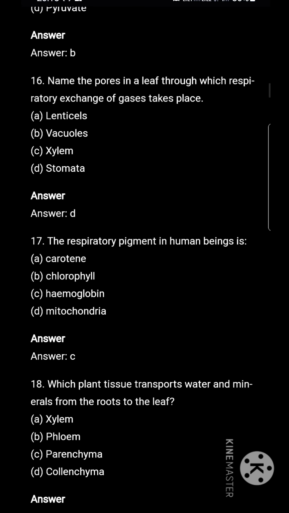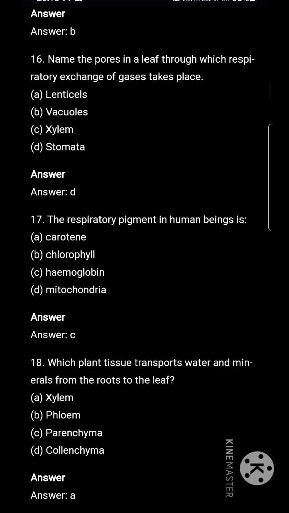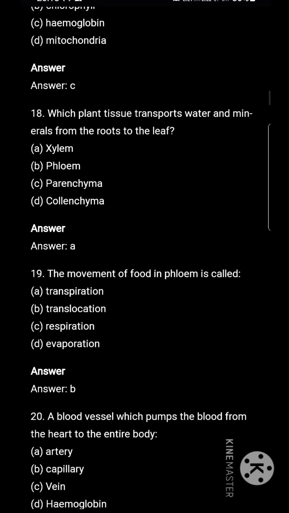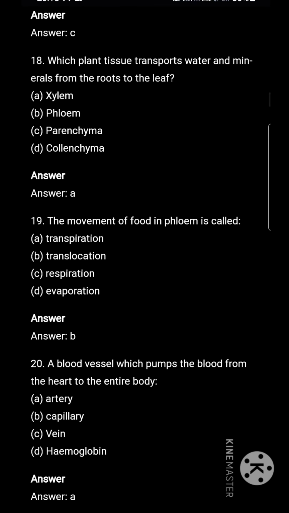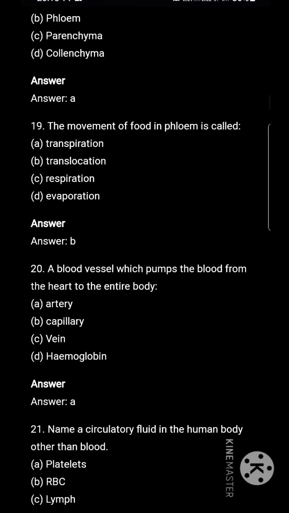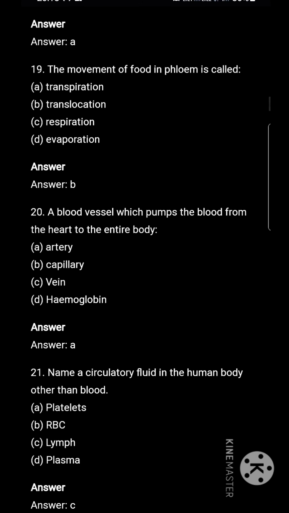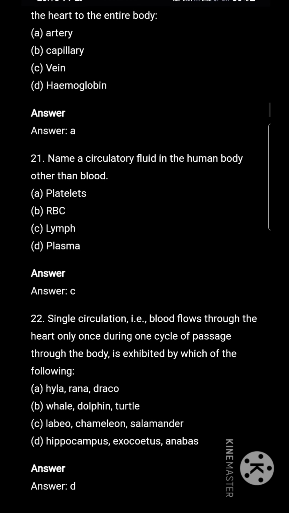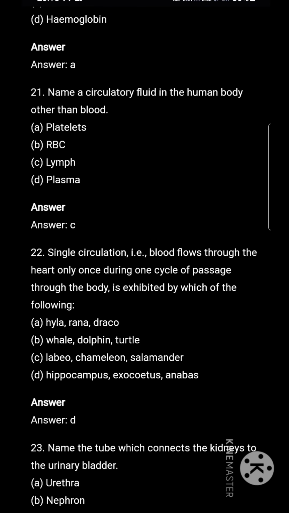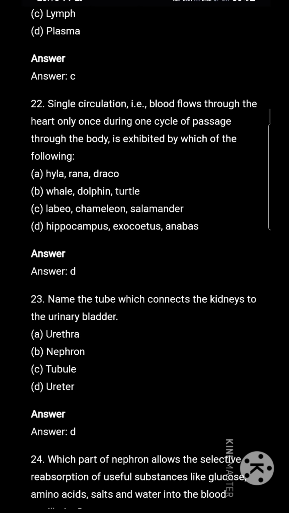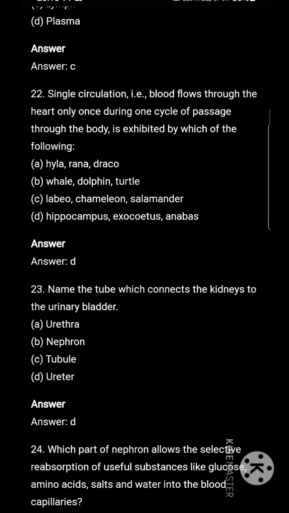Name the pore in a leaf through which respiratory exchange of gases takes place. It is stomata. The respiratory pigment present in human beings is hemoglobin. Which plant tissue transports water and minerals from the roots to the leaf? It is xylem. The movement of food in the phloem is called translocation. A blood vessel which pumps the blood from the heart to the entire body is the artery. Name a circulatory fluid in the human body other than blood. It is lymph.